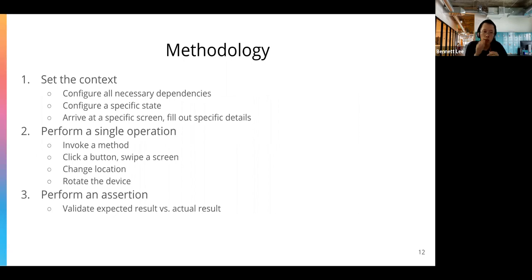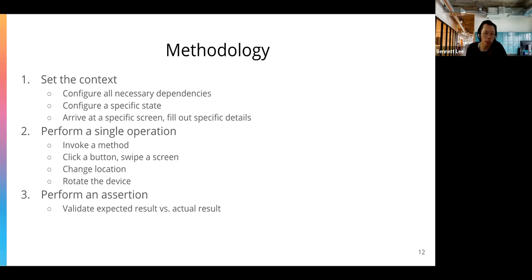When you write a test, it's really a three-step operation. The first part is setting the environment, getting the context ready. If you're writing unit tests, it may be making sure you create your objects and your dependencies correctly. If you're writing UI tests, it may be going to a specific screen. So step number one is just getting the background ready for testing. Step number two is performing a single operation. What is the actual functionality you want to test? That is defined by the operation.